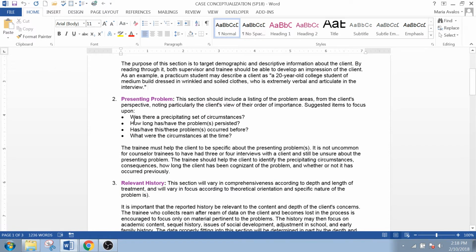The presenting problem. This section should answer these questions. Was there something that may have caused this situation? For example, some people may come in with severe depression because it's a clinical issue. It may be a medical issue. Some people may come in with depression because their mother passed away. There is a precipitating event that has brought about this clinical presentation of depression.